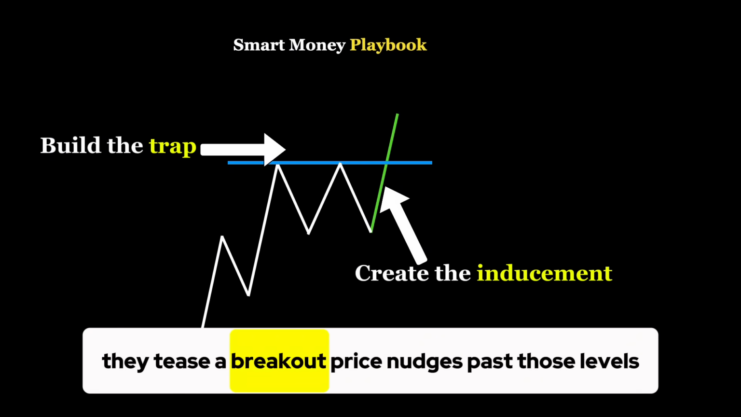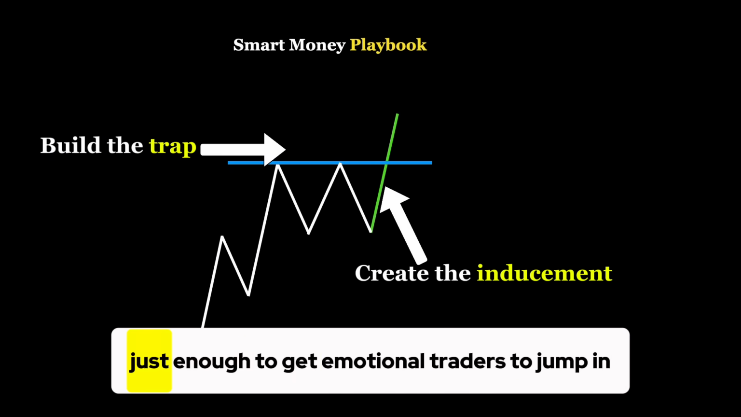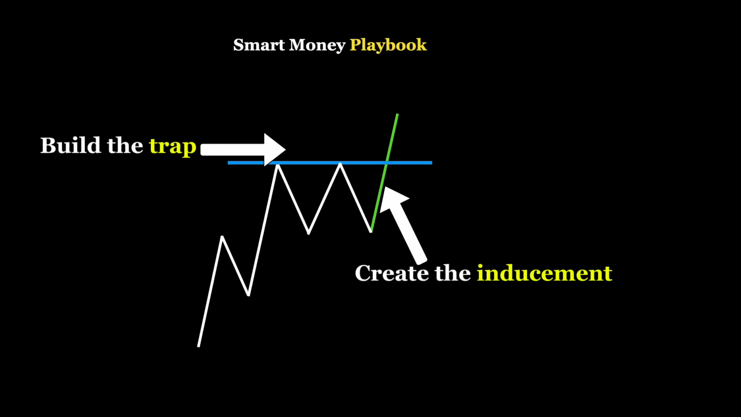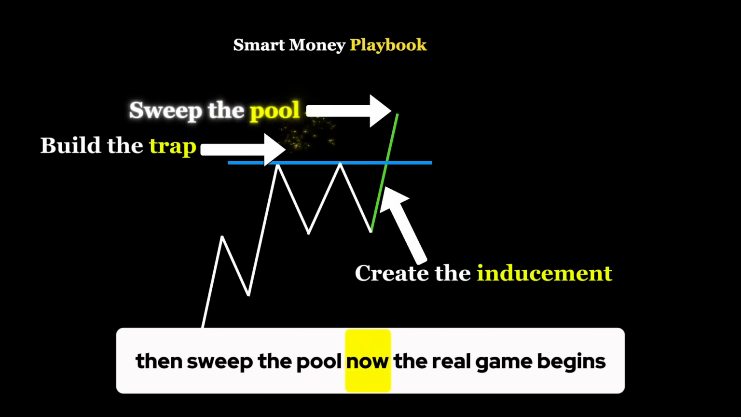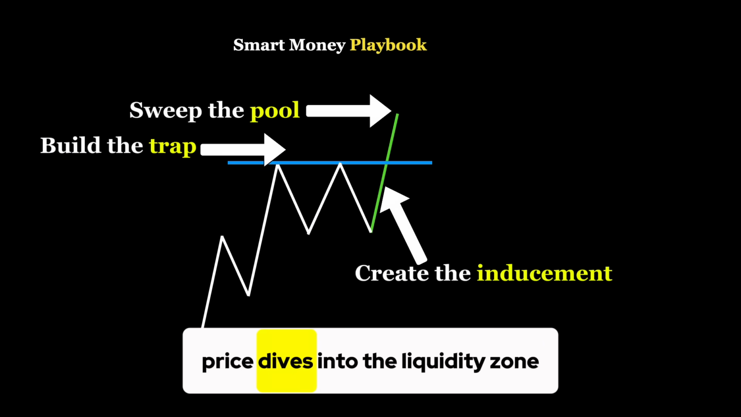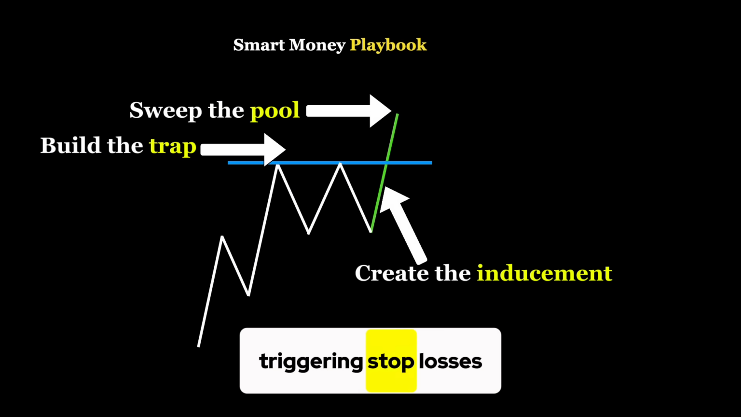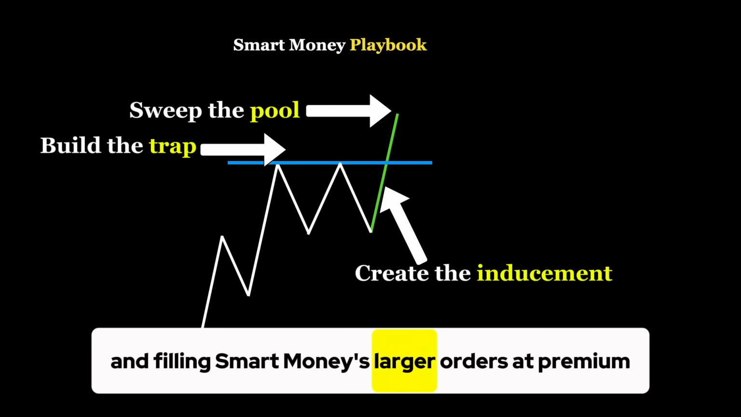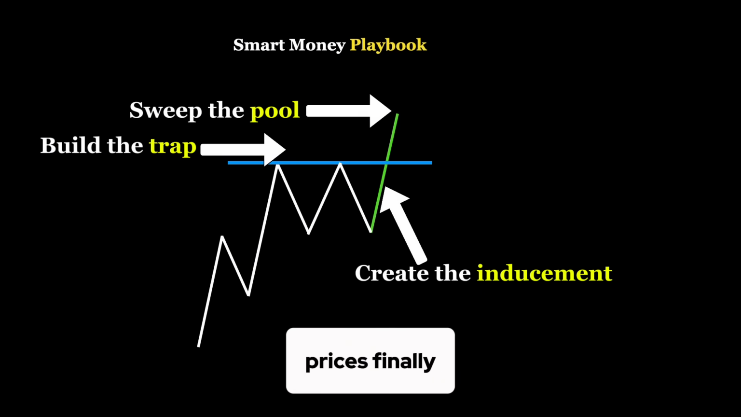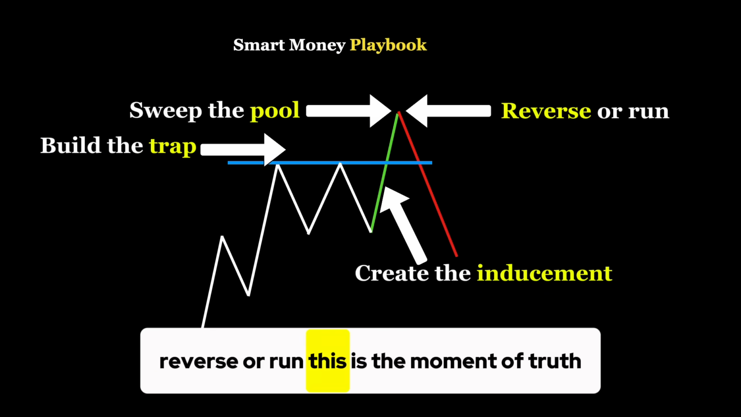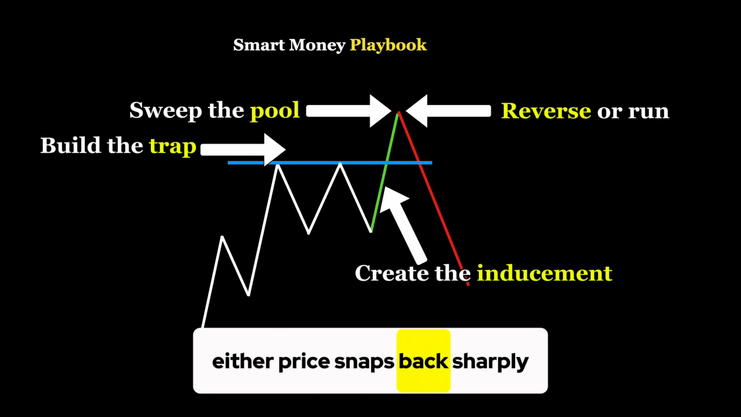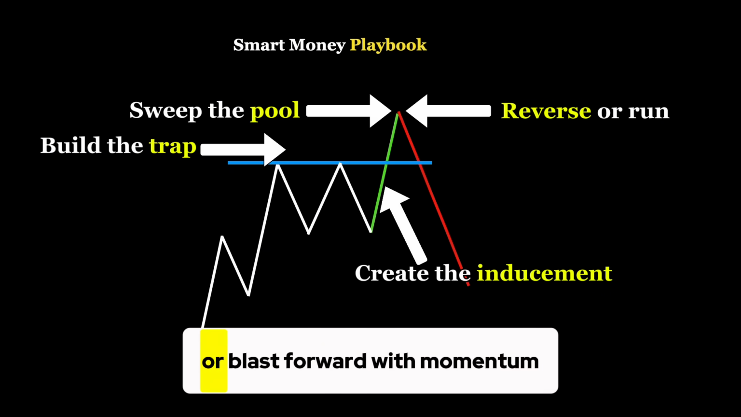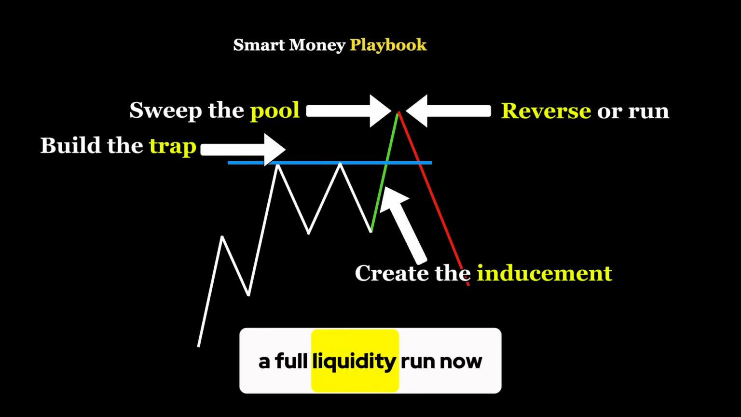They tease a breakout. Price nudges past those levels just enough to get emotional traders to jump in, thinking they're catching the big move. Then sweep the pool. Now the real game begins. Price dives into the liquidity zone, triggering stop losses and filling smart money's larger orders at premium prices. Finally, reverse or run. This is the moment of truth. Either price snaps back sharply, a classic liquidity sweep, or blasts forward with momentum, a full liquidity run.